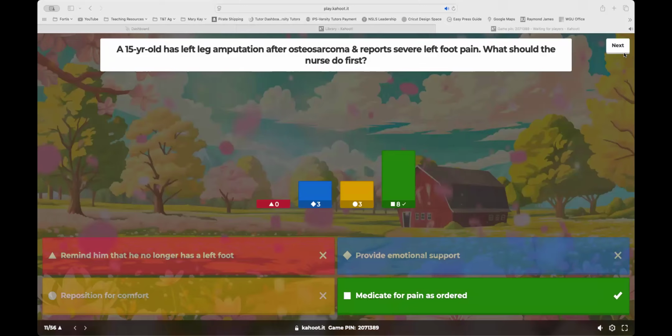If we've had an amputation after an osteosarcoma, yet we still report left foot pain, we need to medicate that. That's that phantom limb syndrome. So even though that limb isn't there or that part of the limb isn't there, the nerves still are reporting pain. So it is still very real pain for them. So we want to give them appropriate pain medication.